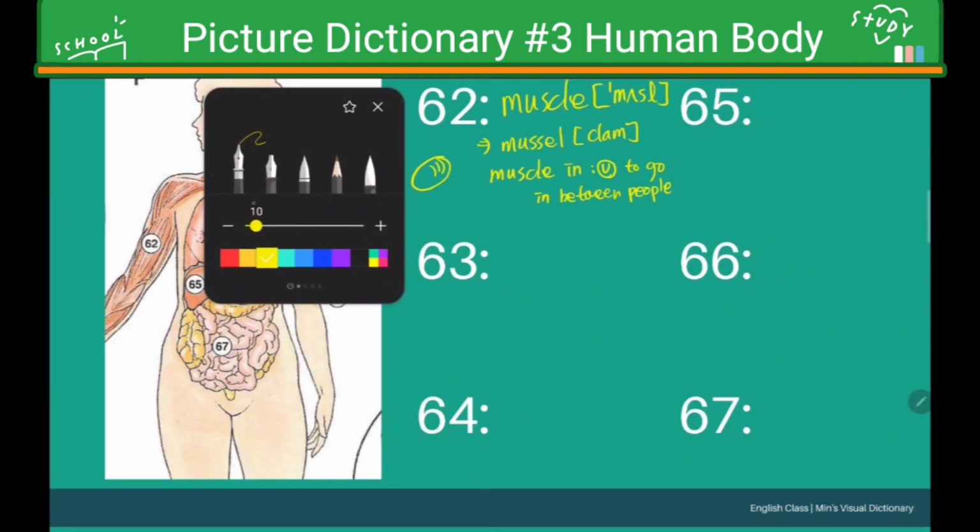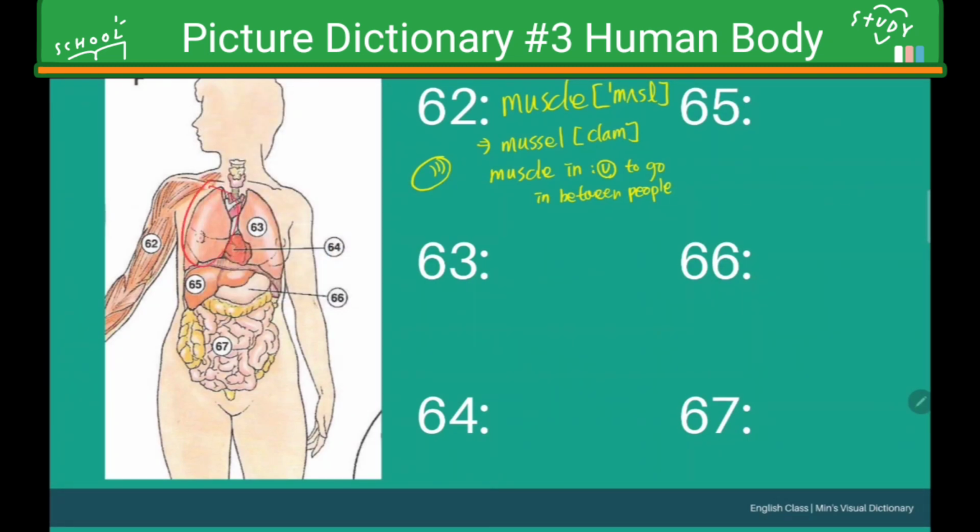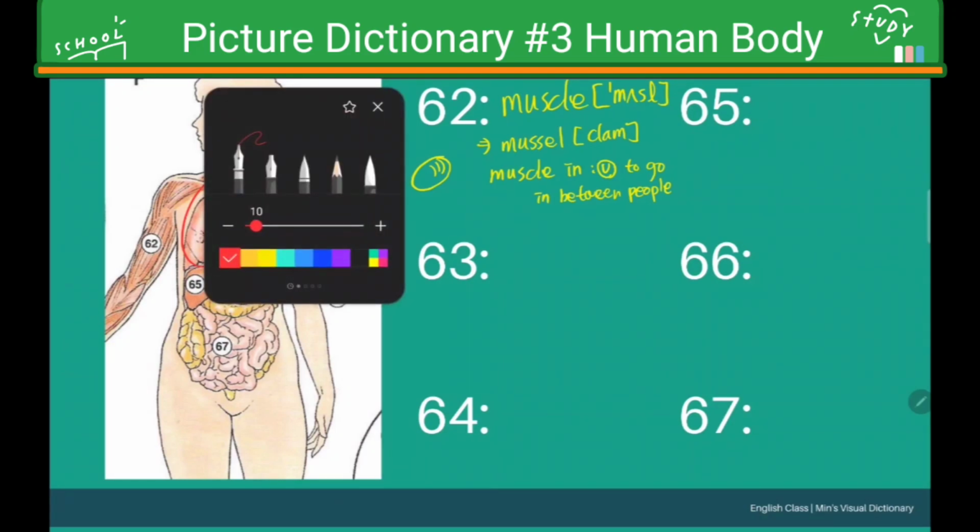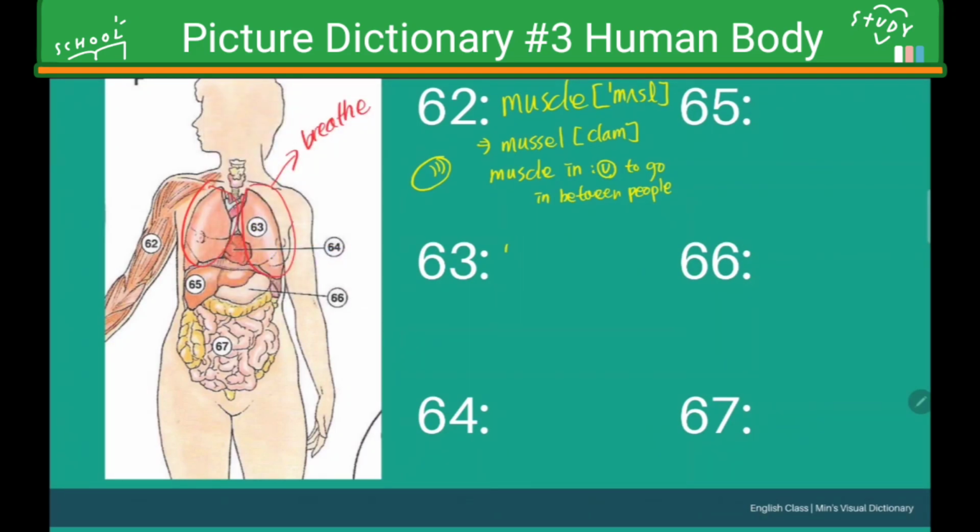So 63 refers to this and this right there. So this is the most important part of our breathing system. So this is where we breathe, and we call this one lung, lung. Usually we add S because we always have two lungs, and the phonetic symbol is like that. So lung, lung.